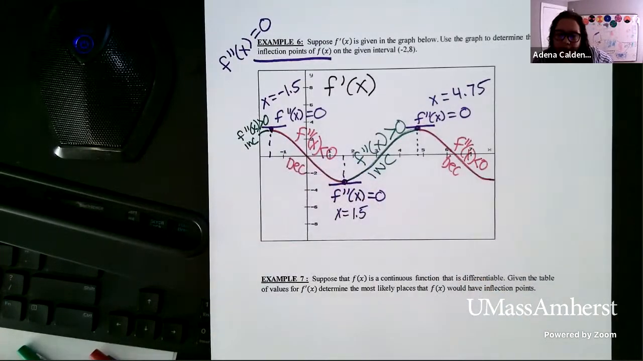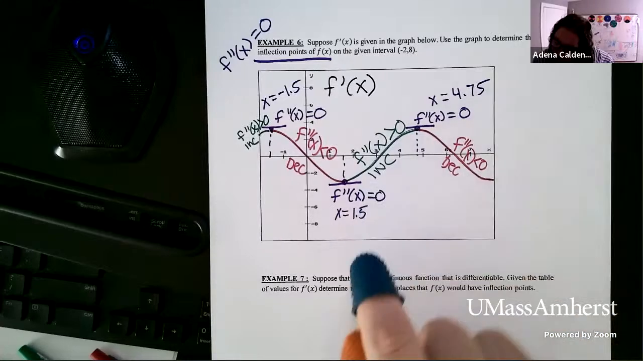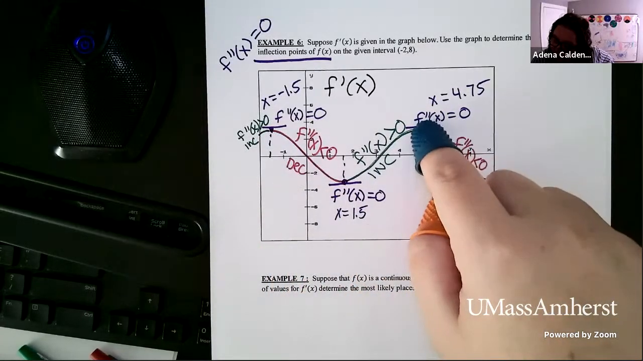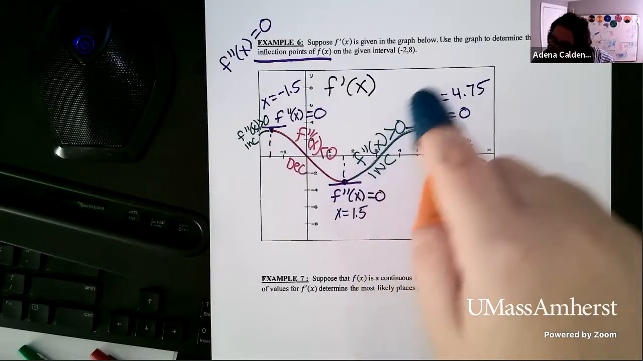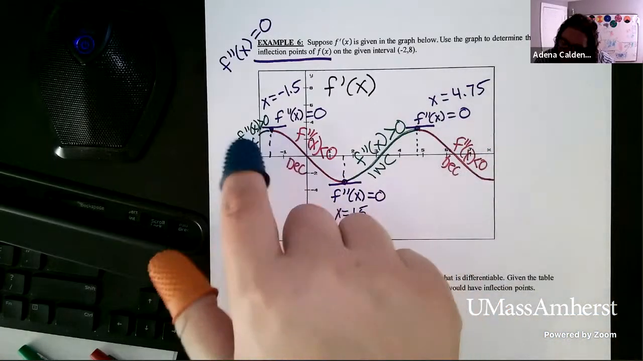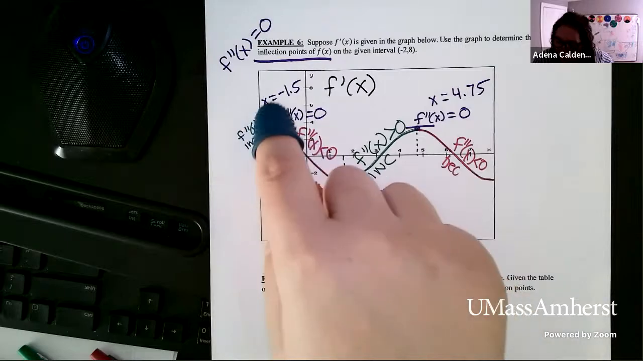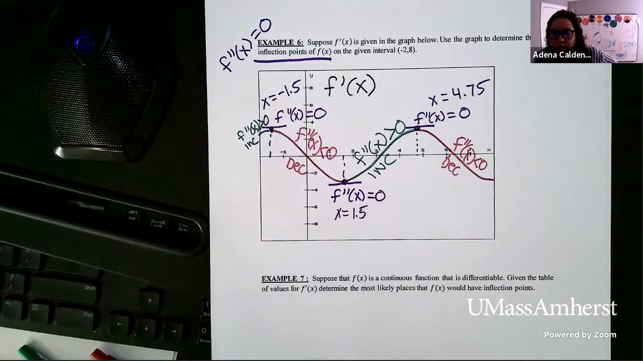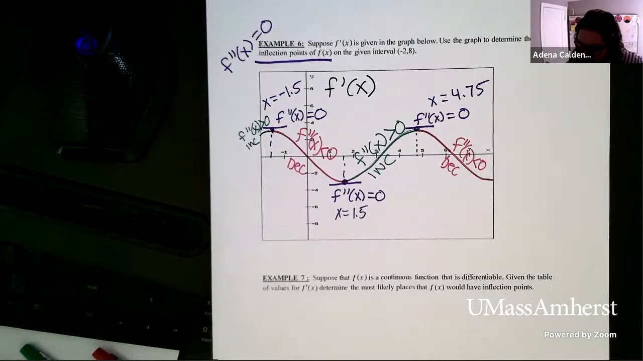It was negative to the left of this one and positive to the right, right? So that makes it an inflection point. For this inflection point, we were positive to the left, negative to the right. And over here, we were negative to the right, positive to the left. We can see that changed because we were changing from increasing to decreasing.